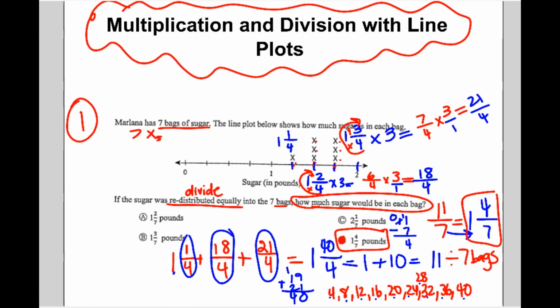So the first step was adding everything up that we saw marked on the line plot. Second step was to take that answer once we added it and divide it by the 7 bags that we needed to get our final answer, which was 1 and 4/7 pounds. Let's do the next example.